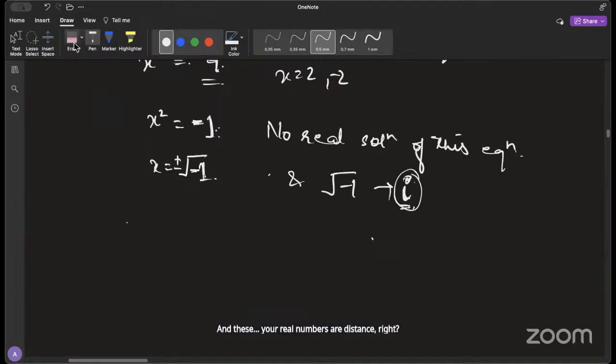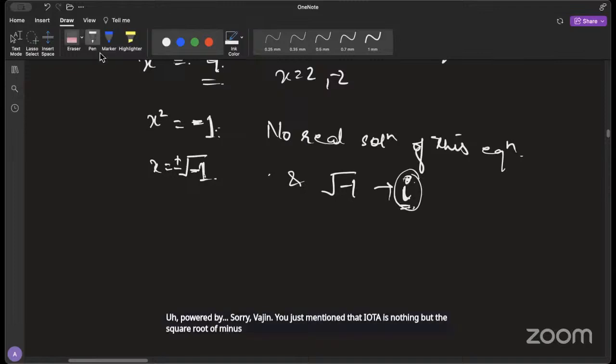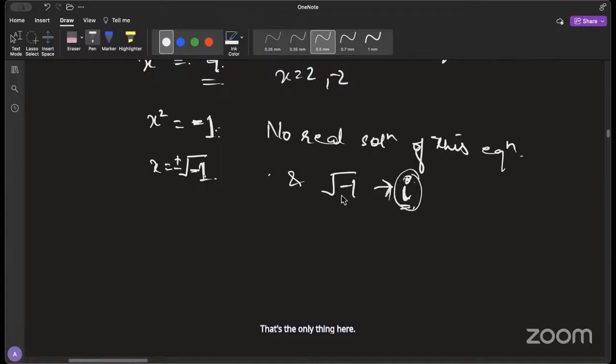Sorry, you just mentioned that iota is nothing but the square root of minus 1. Is that the only thing to mention, or is there anything more for iota in any other context where it also works? That's the only thing here. Iota is the square root of minus 1. That's all. Okay. Thank you.